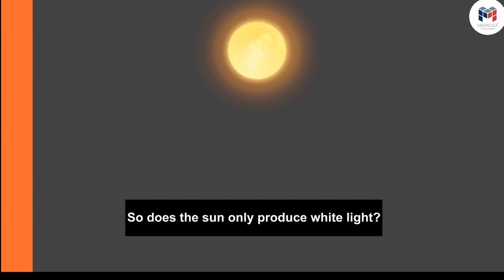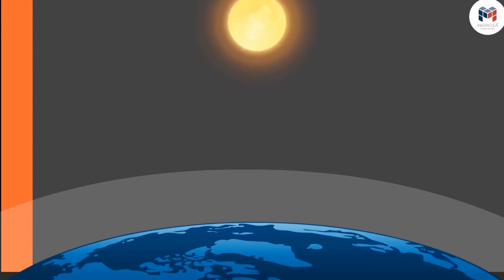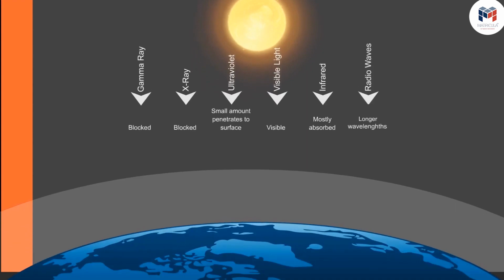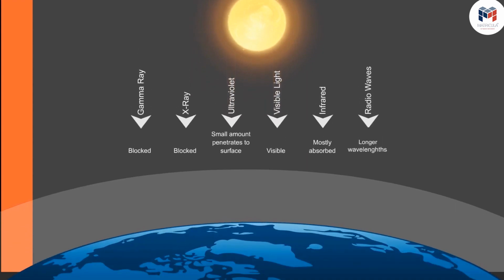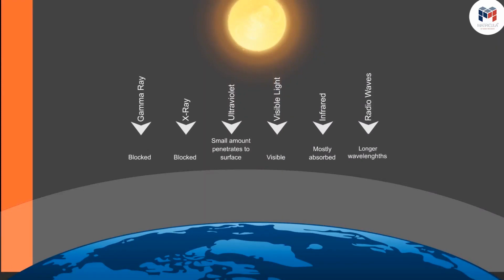So does the sun only produce white light, or is there anything else that we cannot see? Yes, electromagnetic waves are produced by the sun, ranging from radio rays to gamma rays. Every beam has its own wavelength. Some of them get stopped in the atmosphere and some reach the earth. We can only see the spectrum of white light with our naked eyes. We'll read about these waves in detail in higher classes.